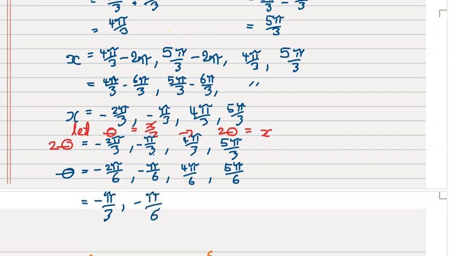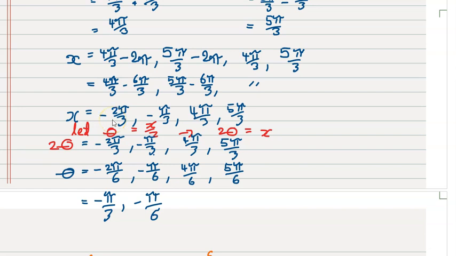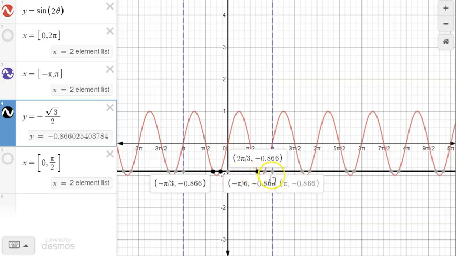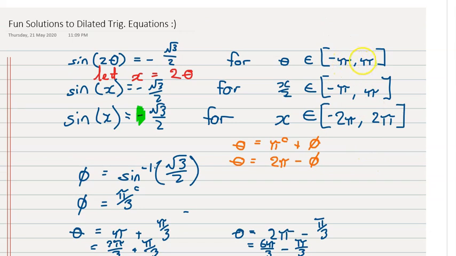So let's have a look. Negative pi over 6, negative pi over 3, negative pi over 6. Then the next one should be 2 pi over 3. Notice we've got 4 pi over 6, and we can simplify that down to 2 pi over 3, like so. And the final one being 5 pi over 6. So these are all our values for theta over a range of negative pi and pi.